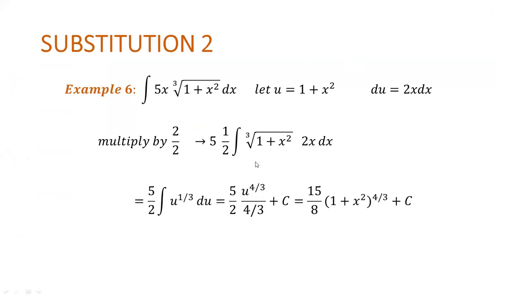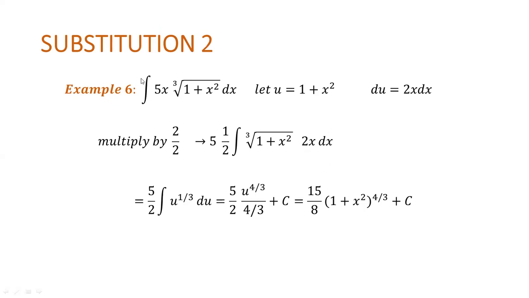We're here already. I was discussing this cube root of 1 plus x squared, and your u here is 1 plus x squared. So the derivative of that is 2x dx. But what you're provided is 5x. So you will have to introduce 2 over 2. That way, you can multiply the 2 with the x here, pair it with the x here, so that you will have this derivative 2x dx.